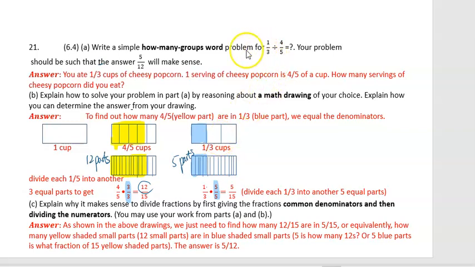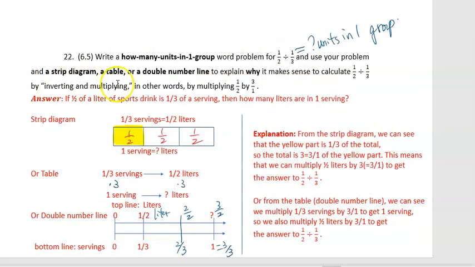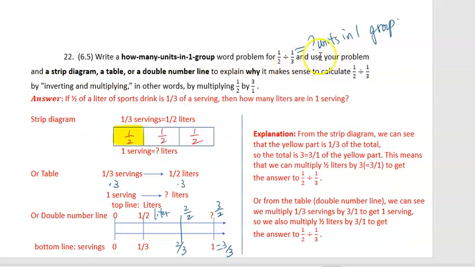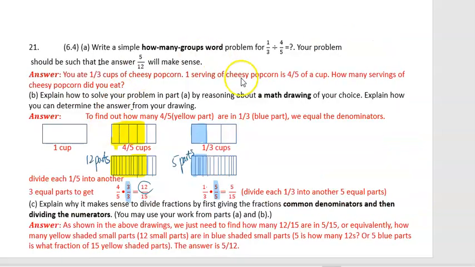So 6.4 and 6.5 are divisions of fractions, and 6.4 is one of the interpretations. The question is asking for how many groups, but in 6.5, the question is asking how many units in one group. So we can look at these two problems together.